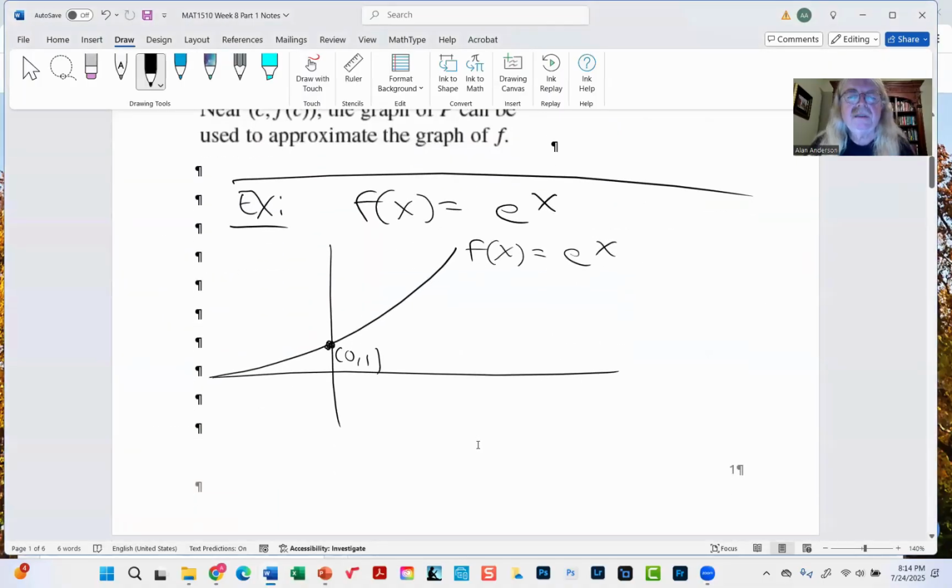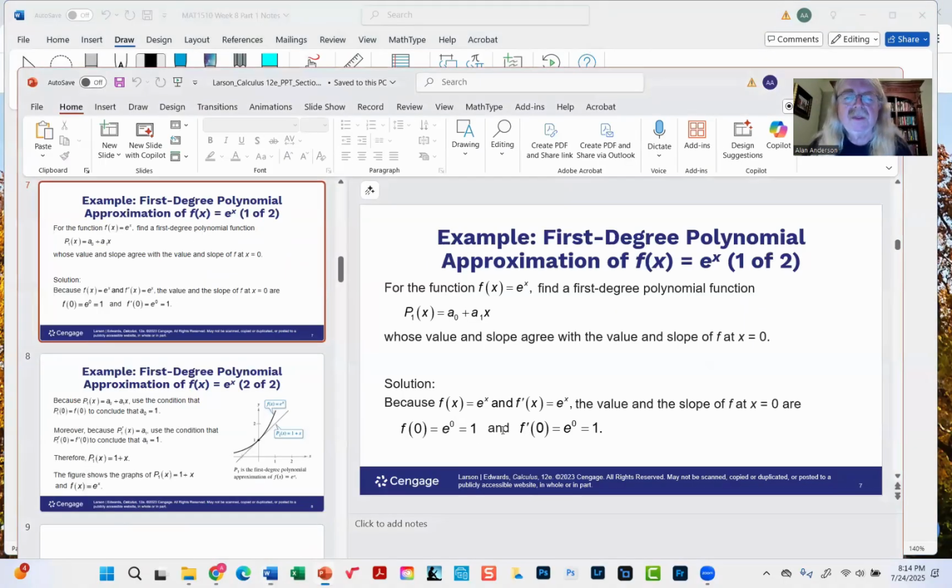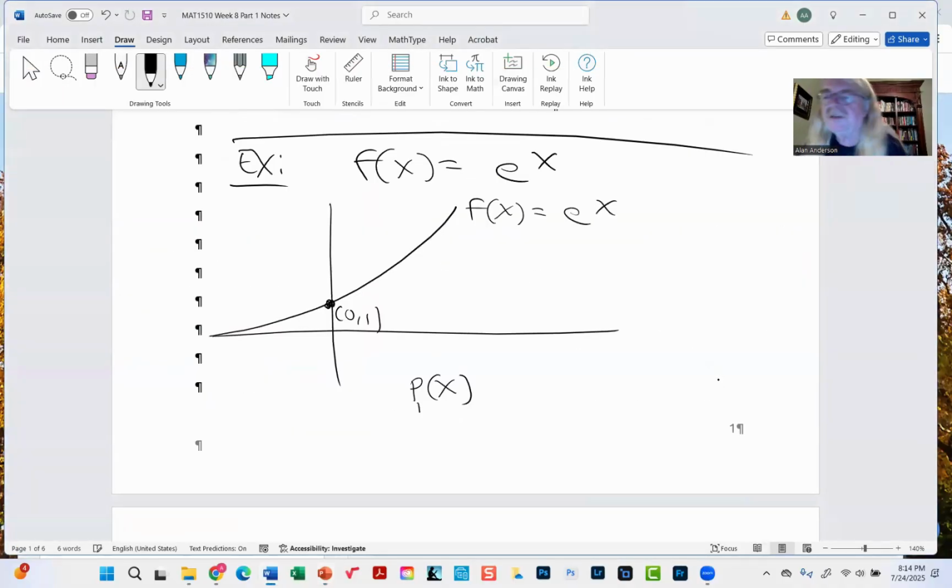Okay, so f of x equals e to the x power. And we want a function which we're going to call p of x, which is our approximating polynomial. You'll notice the subscript 1 there to remind us that this is meant to be a first order or first degree polynomial, which is a linear function. We're going to call it a0 plus a1x. Of course, a0 is the intercept, and a1 is the slope.